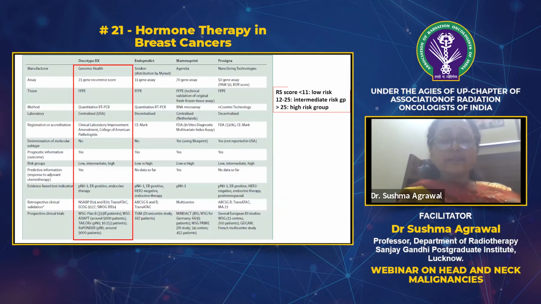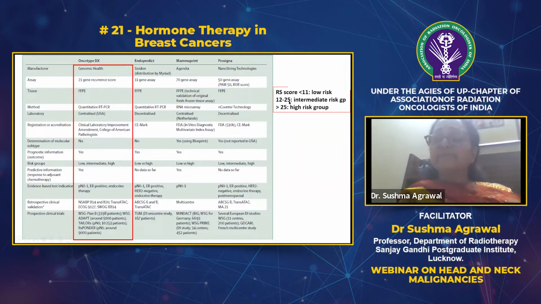Now the third thing is that people started looking at the genomic assays. And so there are many genomic assays, and I shall discuss only one of them, which is the left one, which is based on 21 gene recurrence score. And it is done on the formalin fixed tissue by RT-PCR. And they divide the women who are of early stage into 3 risk groups. As you can see on the right side, less than 11 RS score is the low risk group, and these women should be given only endocrine therapy.